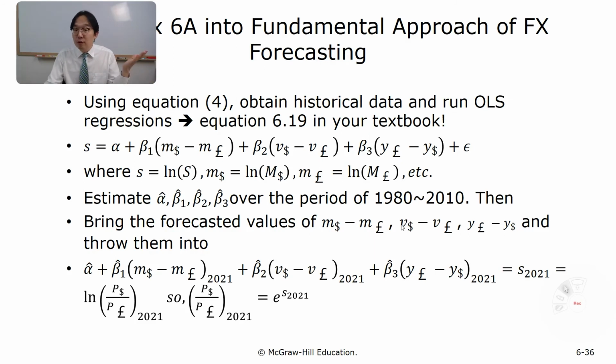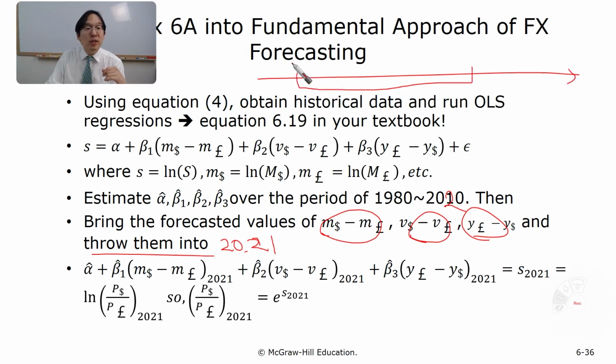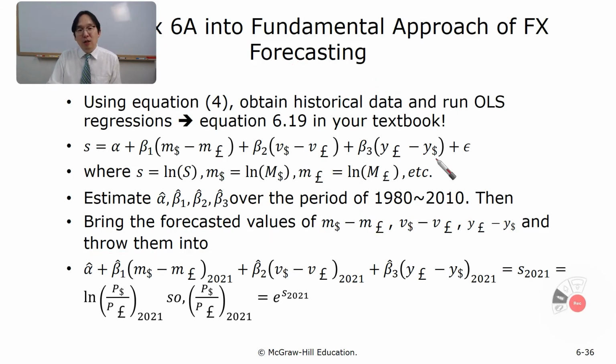Let's say 1980 to 2008. Did I say 10? I should have said 20. Right, 2020. Then bring the forecasted values of each of these different variables in 2021. Okay, your job is to predict the FX rate at the end of 2021. That's why you see what I'm saying. The estimation window is from 1980 to 2020, and you want to forecast what's going to be the FX rate over here. For that purpose, first of all, you estimate alphas and betas using these data, and then throw in the forecasted values of these in 2021.